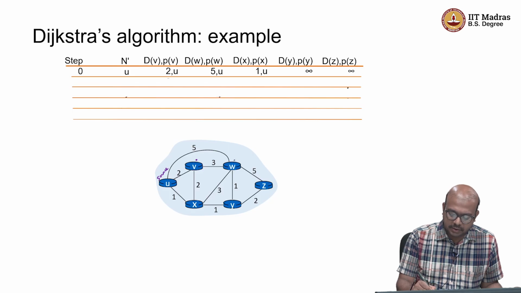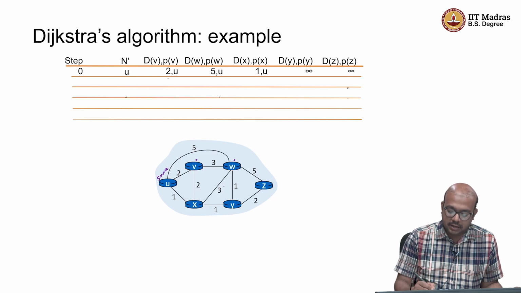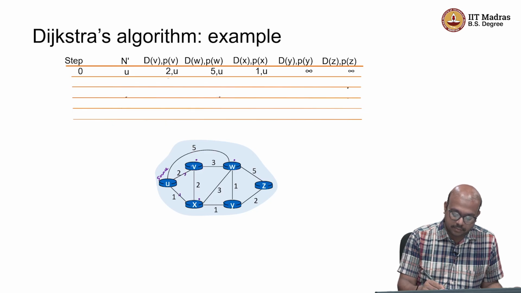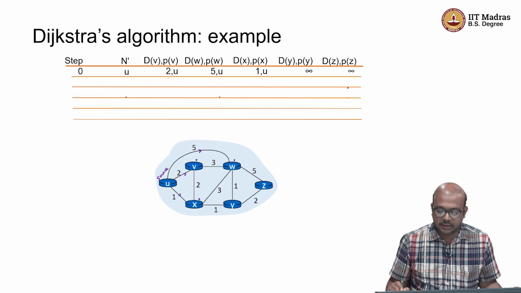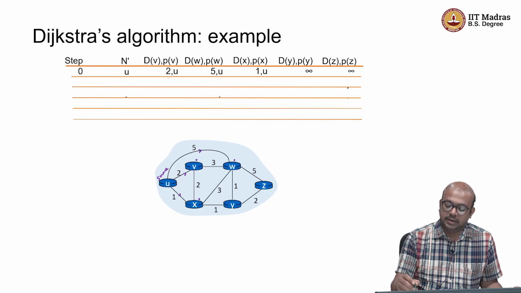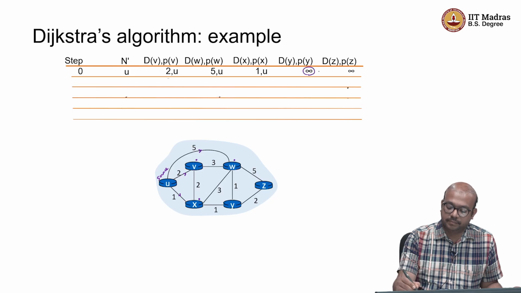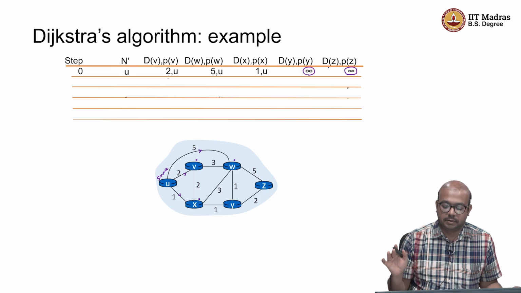w is a neighbor, because yes, we have a path, this curved path I missed out. So w is actually a neighbor of u, and then you have x, this is also a neighbor. You can see this from the arrow. So v, w and x; the rest are not neighbors, y and z are not neighbors of u. So, we initialize them with infinity. That is the 0th step.